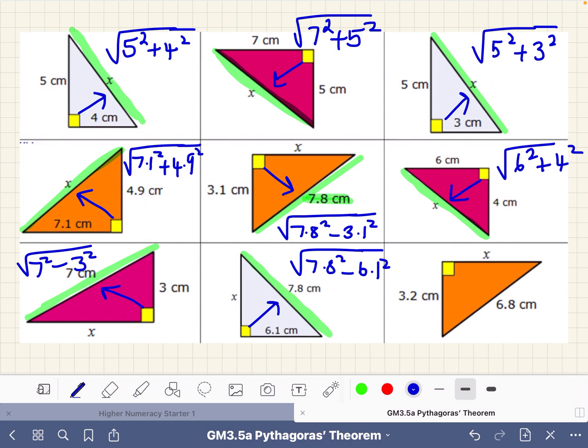Last question, I identify the hypotenuse. I'm given the value of the hypotenuse, which means I need to square 6.8 and subtract 3.2 squared from it. So, key fact here, if my hypotenuse is a letter or an unknown, I add. If my hypotenuse is a number, I need to subtract.